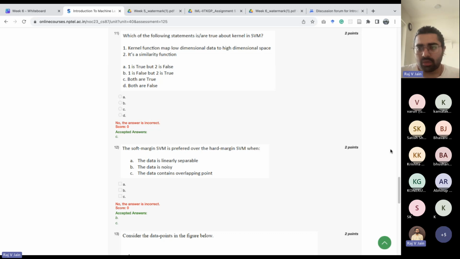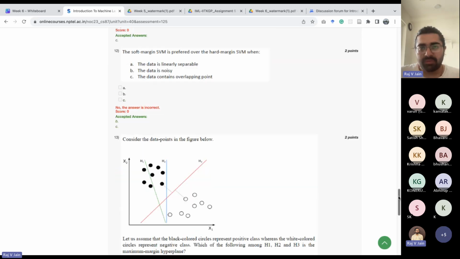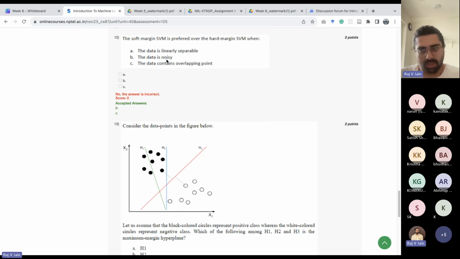All right. Then question 12. So when is the soft margin preferred over hard margin? I guess we have discussed this multiple times now. One is when the data is noisy. Yes, because hard margin will try to find the solution without any penalty, whereas if data is noisy, it's good to account for that factor also. And the other is when the data contains overlapping points. You will not have a hard margin solution if the data has overlapping points. So in such a case, soft margin SVM would be a better choice. All right.